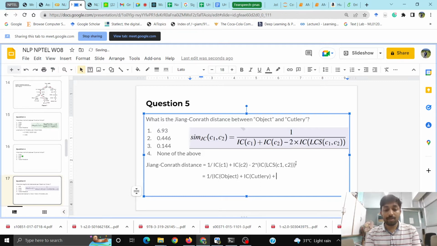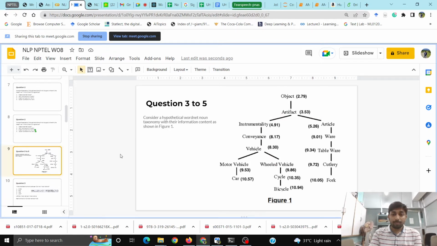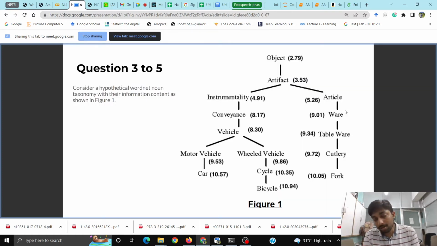Plus 2 IC of again object. Okay, so this is the formula. Sorry, minus. Yeah, so let us calculate using this graph. So what will be the final solution? It is IC of cutlery plus IC of object minus 2 into IC of object. So everything is in the denominator and the numerator is 1.